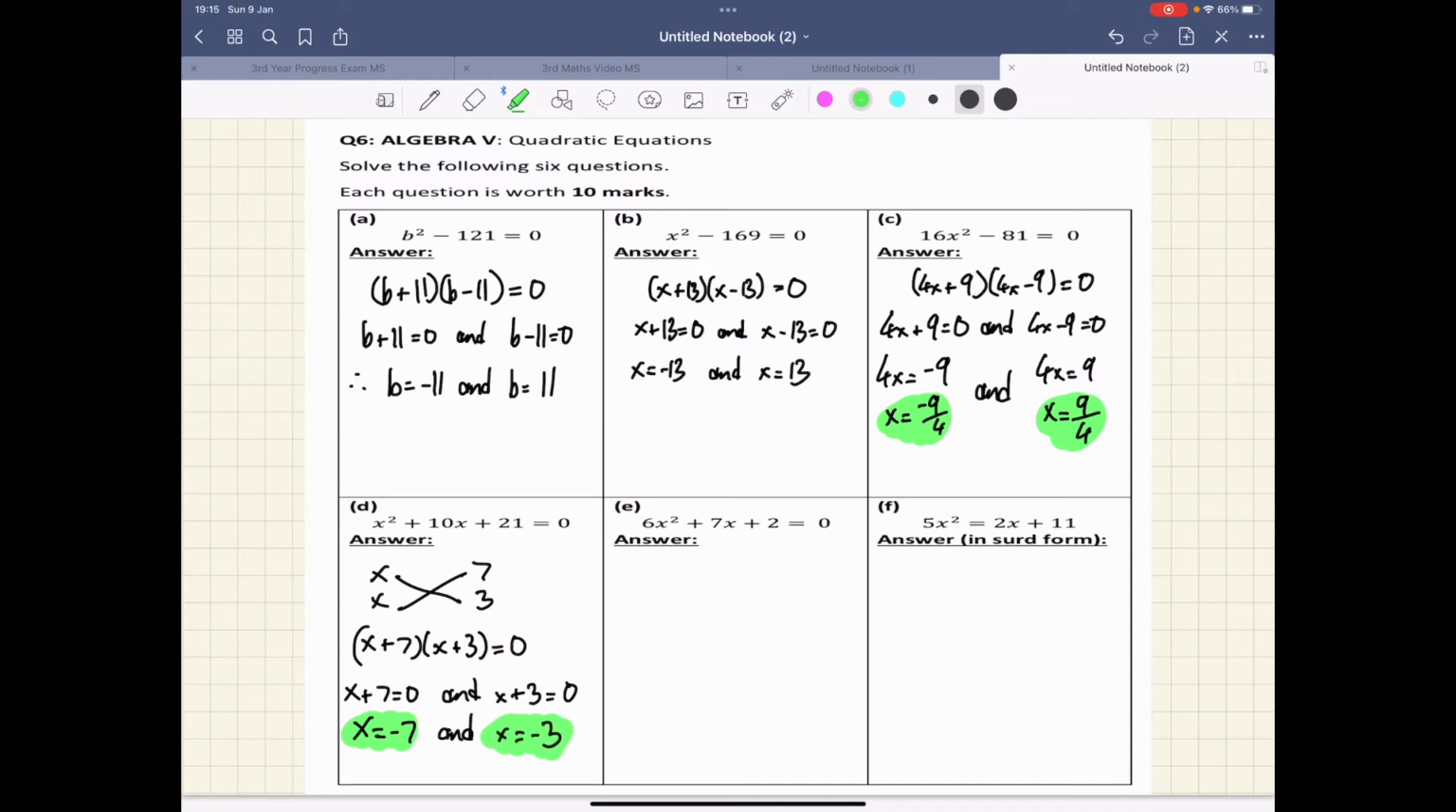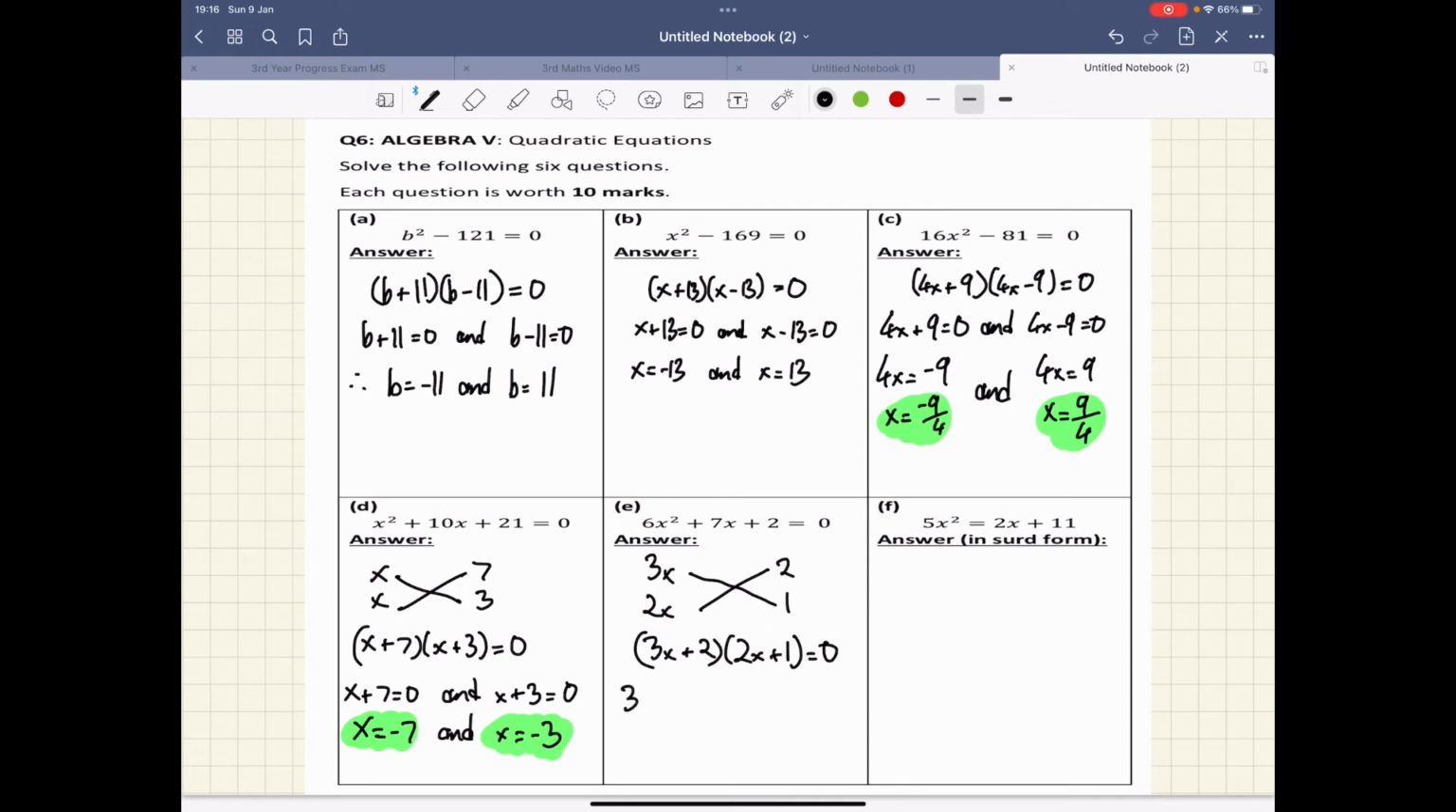Okay. So then part E, so it's 6x squared plus 7x plus 2. So we're going to need, if I remember, we'll go with 3x and 2x. So 3x multiplied by 2x is 6x squared. All right. And the only factors of 2 are 2 and 1. So if I go 2 here and 1 here, so 2 multiplied by 1 gives me 2. 2x times 2 is 4x, plus 3x is 7x. So they're my factors.